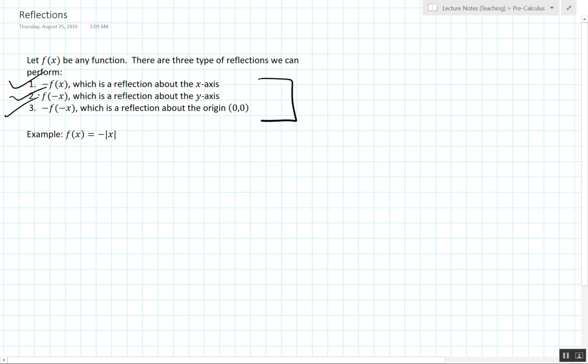Now, if you can do case 1 and case 2, then case 3 is just a composition of those two cases. So we really just need to do examples of case 1 and case 2.